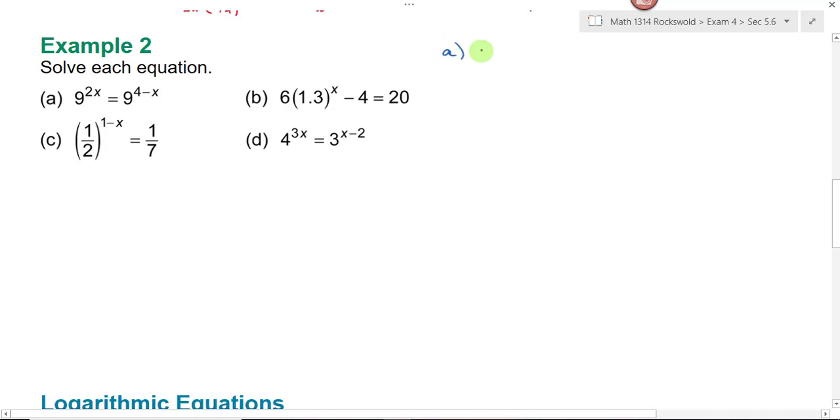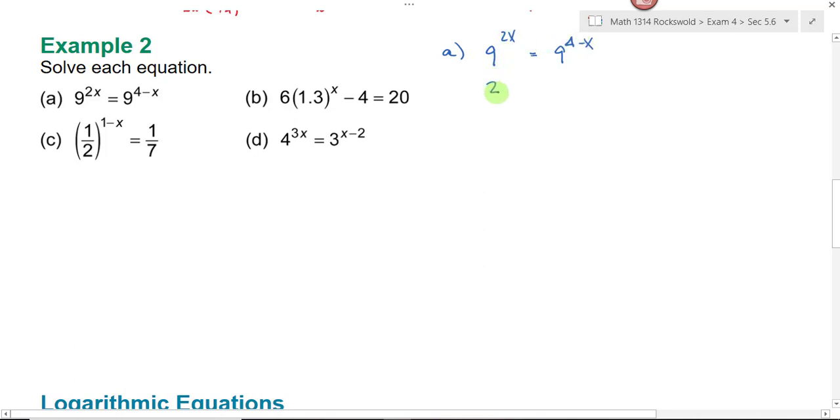So for part A, we have 9 raised to the 2x equals 9 raised to the 4 minus x. What do you notice about these two exponential expressions that are equal to each other? They have the same base. Well, exponents and logs are 1 to 1. That means that if the x's are equal, the y's are equal. Well, if the bases are equal, guess what else has to be equal? The exponents have to be equal.